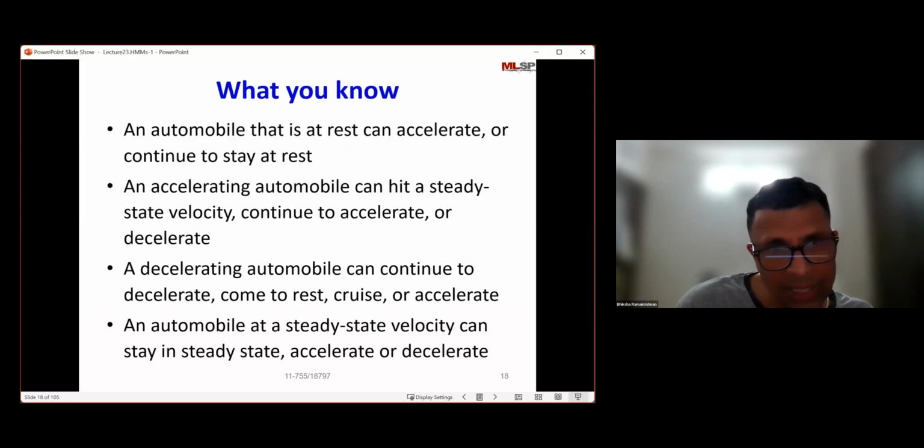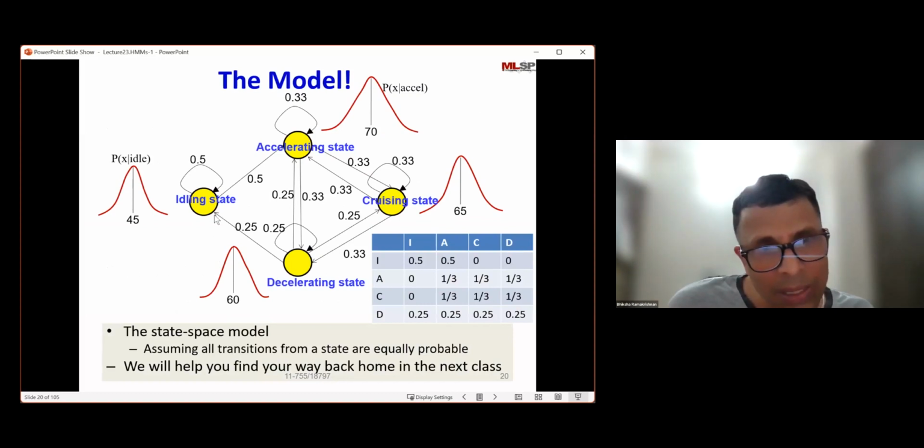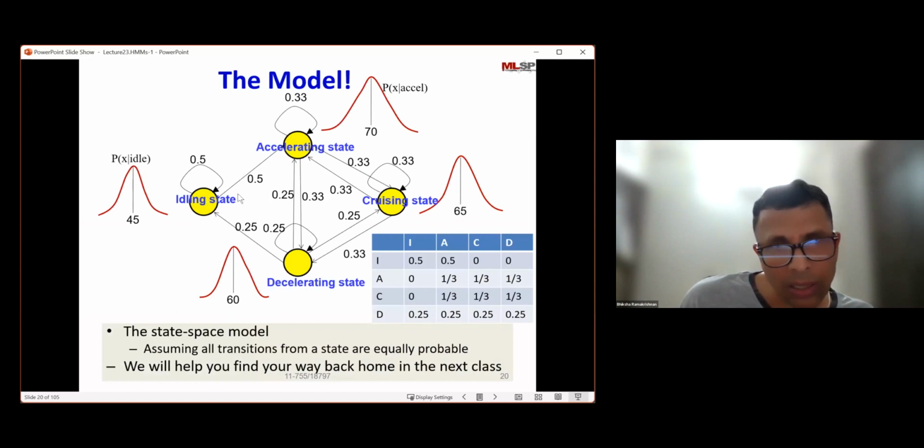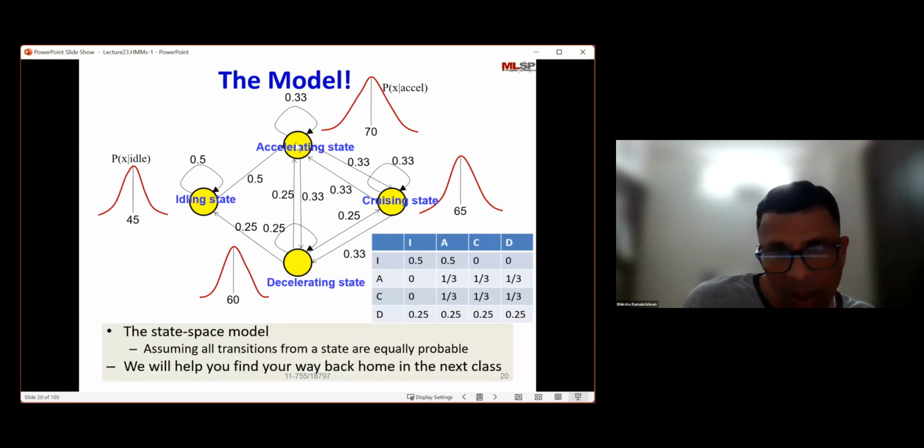Let me draw a figure for this, right? It's something like this. So if the car is currently idling, then you can't suddenly go to a cruising state when you're idling. You must first accelerate to it. So if you're idling, if you're just stationary, you either continue to be stationary or you begin accelerating, right? If you're currently accelerating, then you can continue accelerating, or you can take your foot off the accelerator and begin cruising, or you can hit the brake and start decelerating, right?